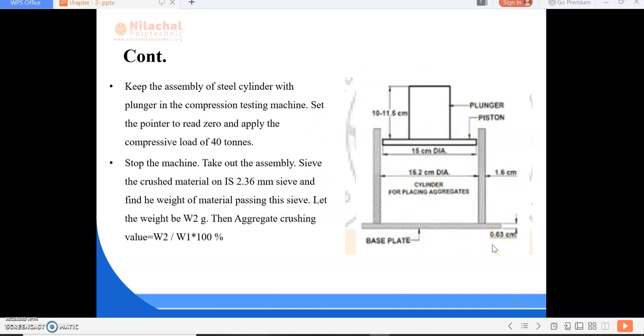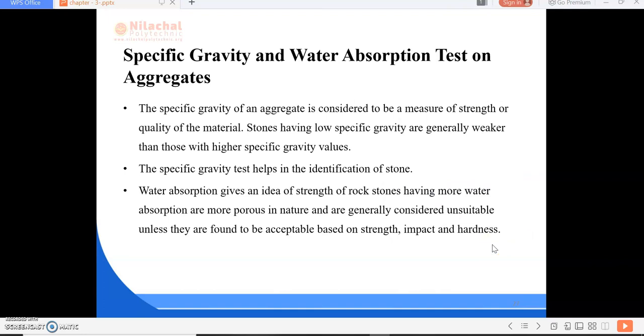Okay, the next test is the specific gravity and water absorption test on aggregate. This is also very important. The specific gravity of an aggregate is considered to be a measure of the strength or quality of the material. Stones having low specific gravity are generally weaker than those with higher specific gravity values. The specific gravity test helps in the identification of stone. Water absorption gives an idea of the strength of rock. Stones having more water absorption are more porous in nature and are generally considered unsuitable unless they are found to be acceptable based on strength, impact and hardness.